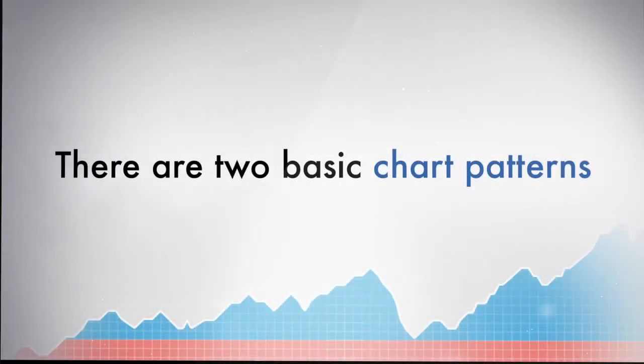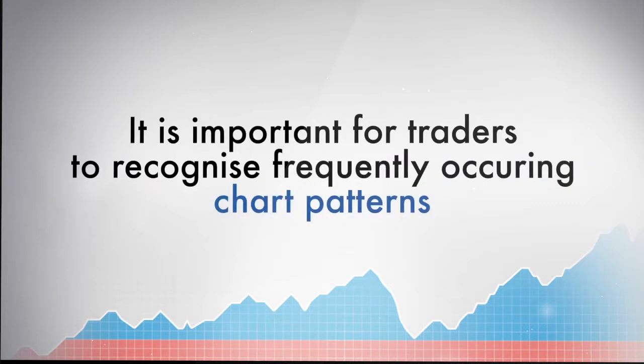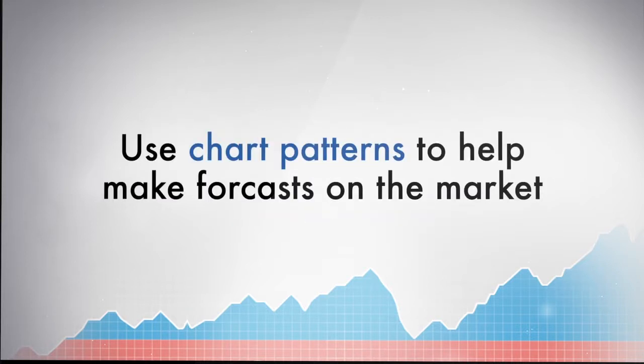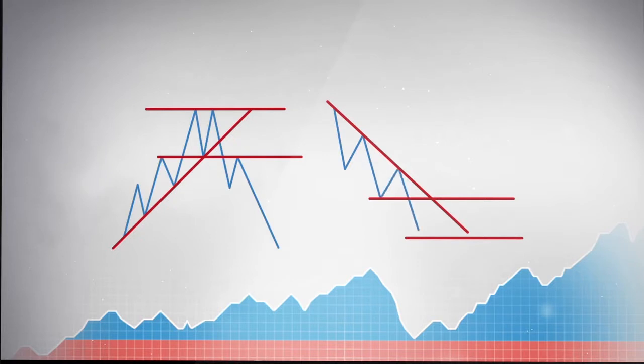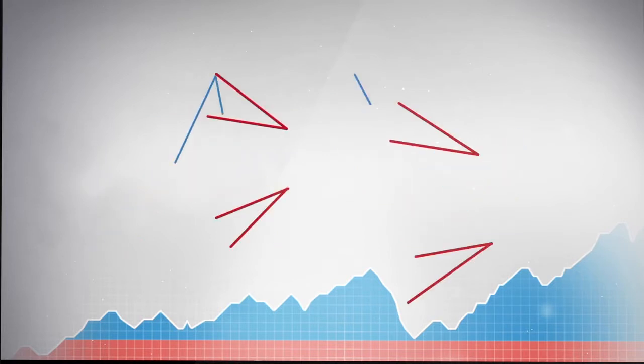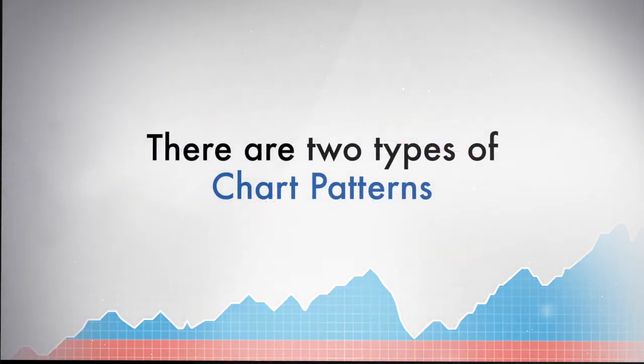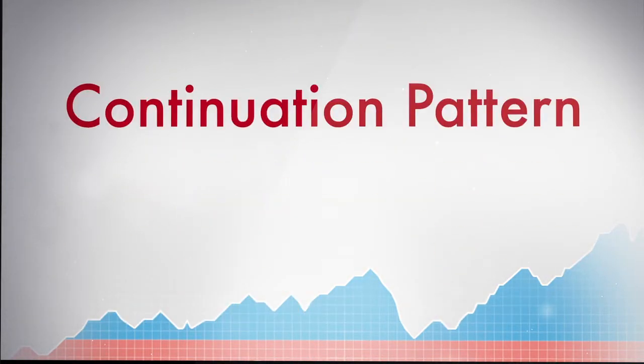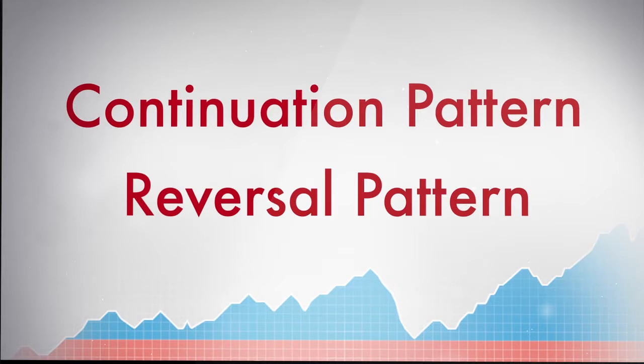We will now have an overview of the two basic chart patterns. As a trader, being able to recognize important chart patterns that occur frequently is important to improve the probability of a successful trade. Chart pattern is a part of technical analysis that can be used to make short-term or long-term forecasts. Chart patterns are nothing more than a combination of support and resistance lines with prices bouncing between them. There are two broad types of chart patterns, the continuation pattern and reversal pattern.